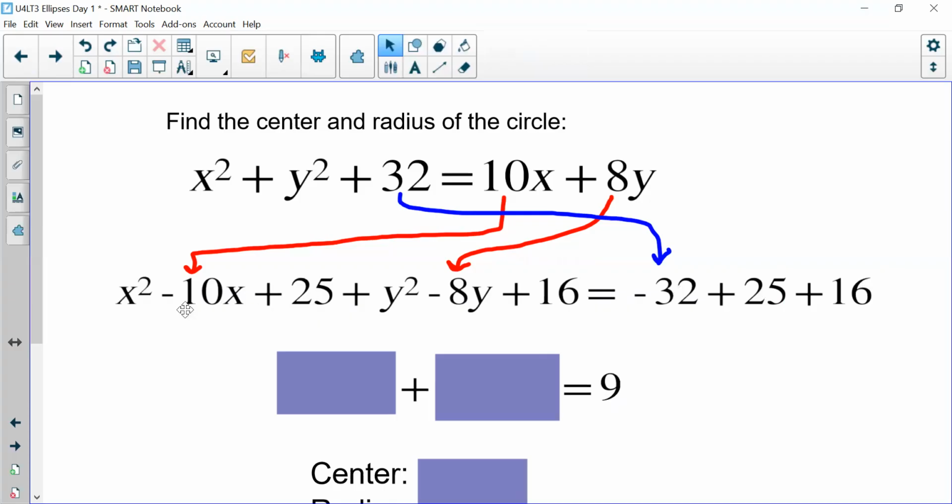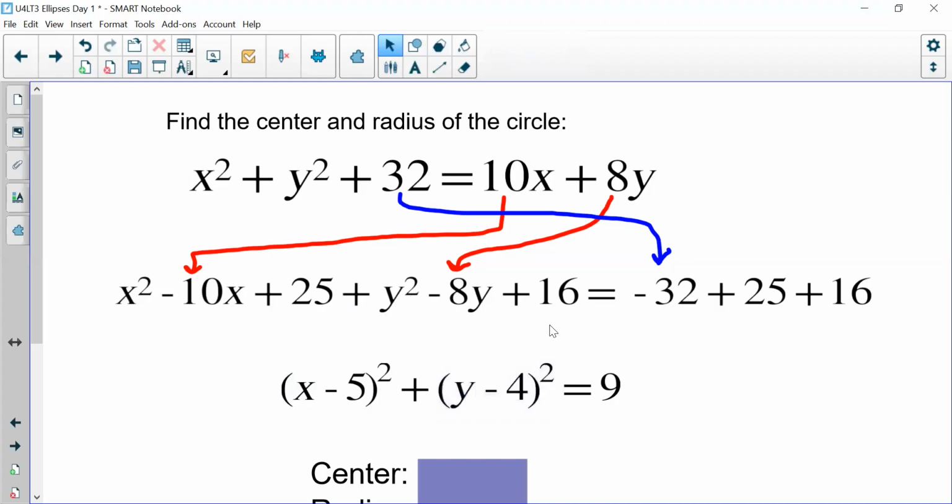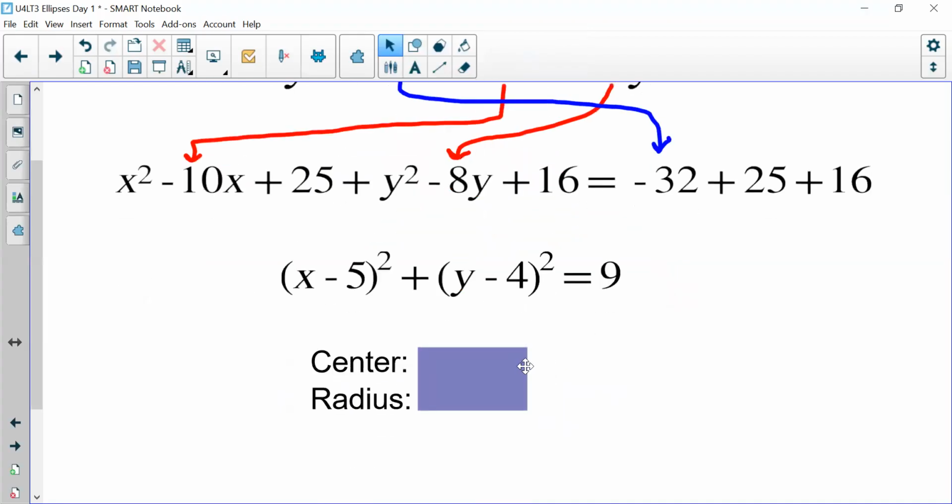You have created a trinomial that factors into something squared. This trinomial factors into (x - 5) squared. This trinomial factors into (y - 4) squared. And so now we know the center and the radius. The center is (5, 4), and the radius is 3.